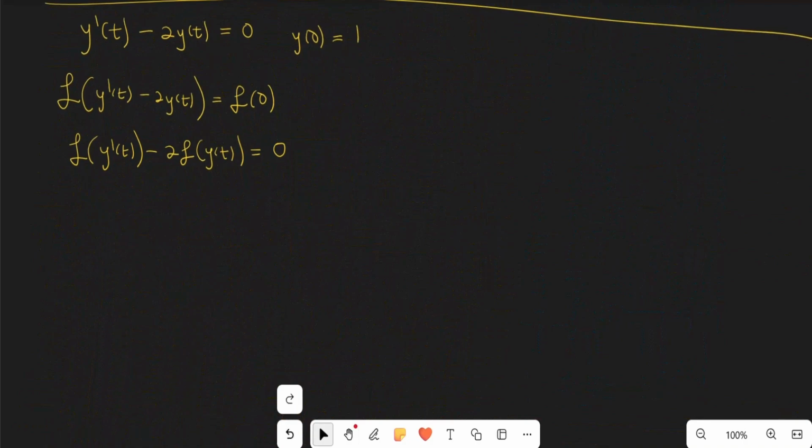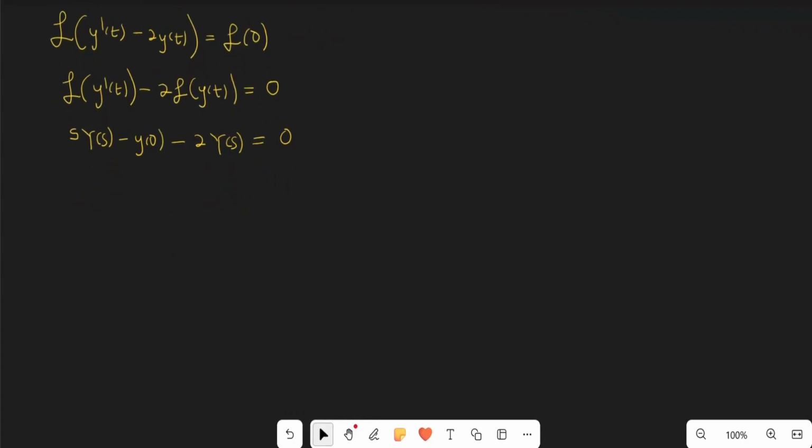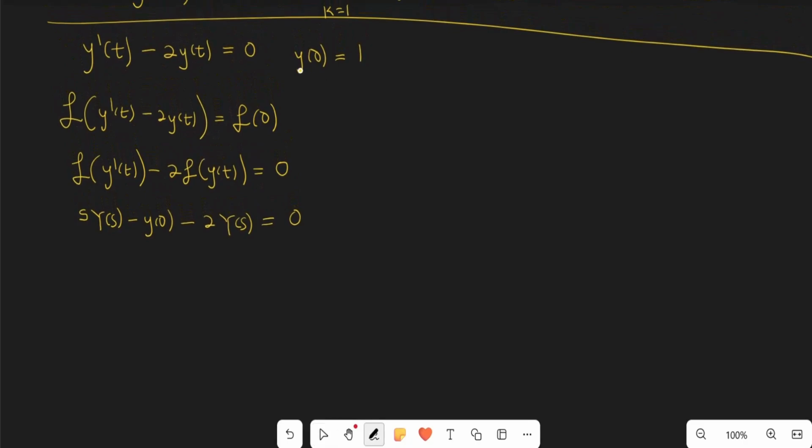So this one is s times capital Y of s minus y of 0. That is the Laplace transform of y prime of t. And now minus 2 times the Laplace transform of y of t. This is capital Y of s. And this one is equal to 0, the Laplace transform of 0. Now remember the initial condition, y of 0 is equal to 1. So let's just replace this one with 1.